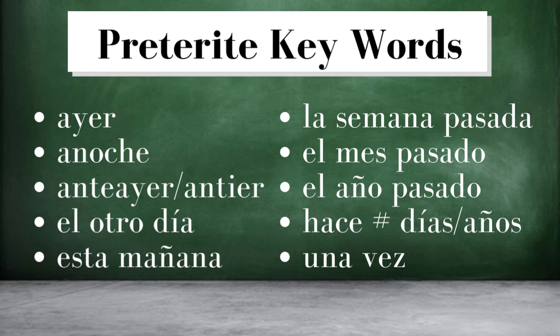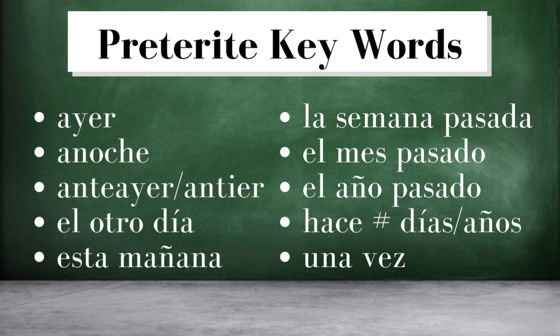These are all the preterite keywords that we are going to be reviewing right now. There are a couple more, but these are the most common ones. We already know ayer. Ayer means yesterday. Some other keywords that you need to know. Anoche means last night. Anteayer or antier means the day before yesterday. El otro día, meaning the other day.